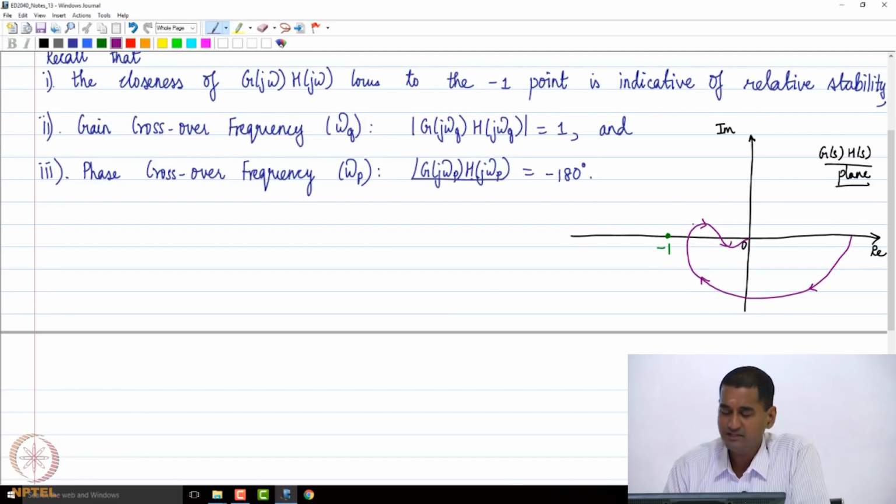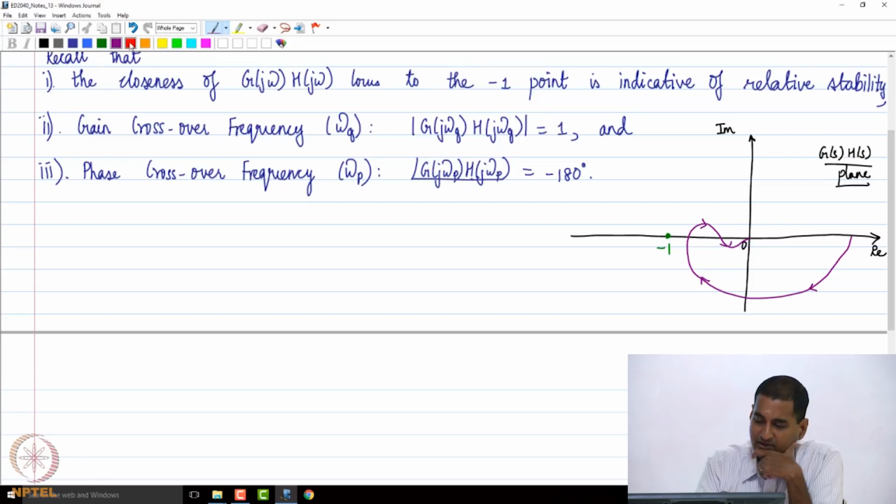Now the question is how can I graphically locate omega g and omega p in this particular plot? This is the Nyquist plot of this particular open loop transfer function. That's what I have drawn. I am just taking some arbitrary curve to convey the concept. So how can I locate omega g and omega p in this diagram?